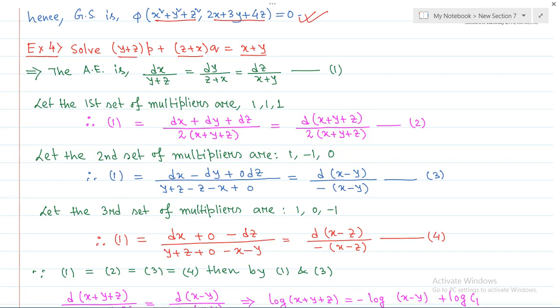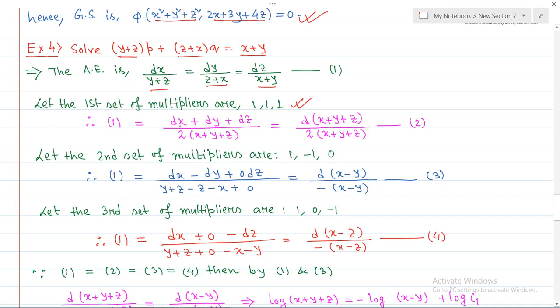At the starting I told you, you try to make either the denominator equal to 0 or you can take the whole factor as a total differential term, that is d of u upon u. So let us do the second approach, not making the denominator 0, but trying to make the whole factor a total differential term. The auxiliary equation of the given equation is dx upon p, dy upon q, dz upon r. Now we are taking the first set of multipliers as 1, 1 and 1. So every term we are multiplying with 1 and adding.